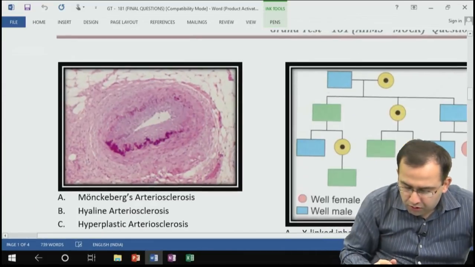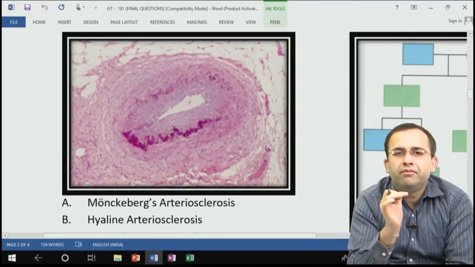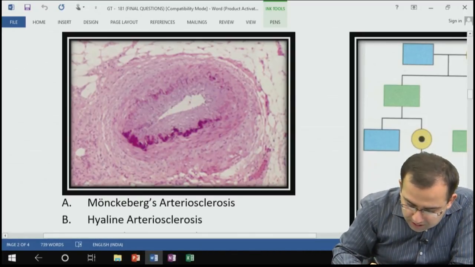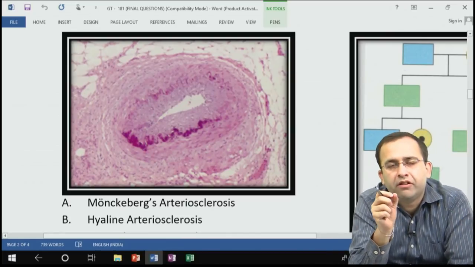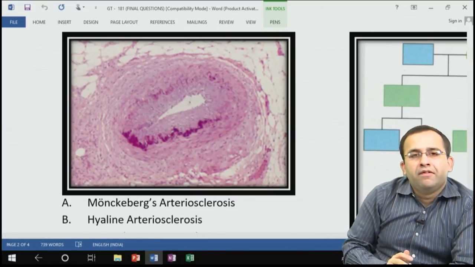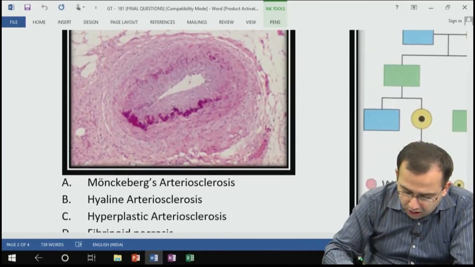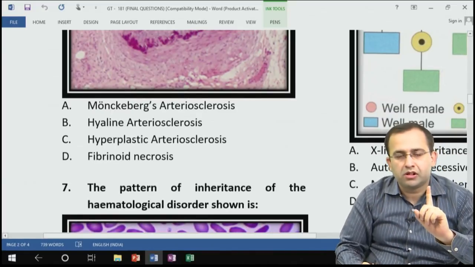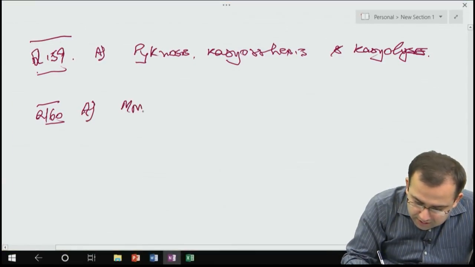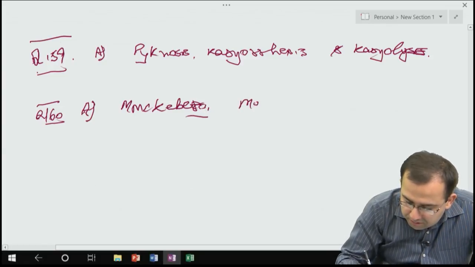Next, this gets us to question 160. Which is true about the image shown? Let us have a look at the image. This is a blood vessel. Where is the problem? This area at the bottom, which has a slightly different color, is something getting deposited in the muscle layer of the blood vessel. The muscle layer is the tunica media. So calcification of the tunica media is called Mönckeberg's arteriosclerosis or Mönckeberg medial sclerosis. So question 160, the answer is A, that is Mönckeberg's medial sclerosis.